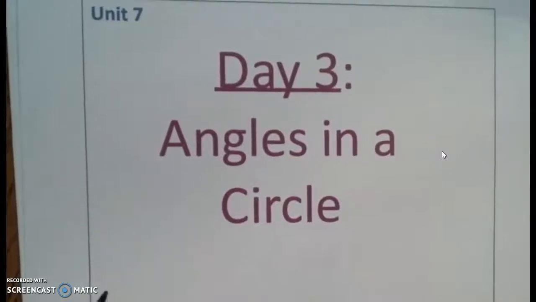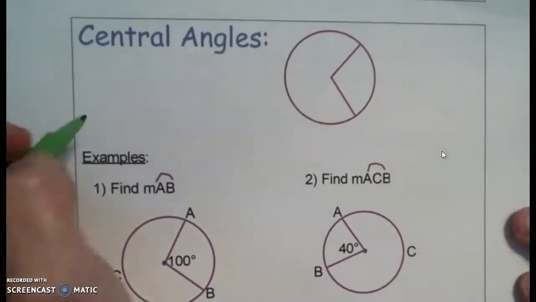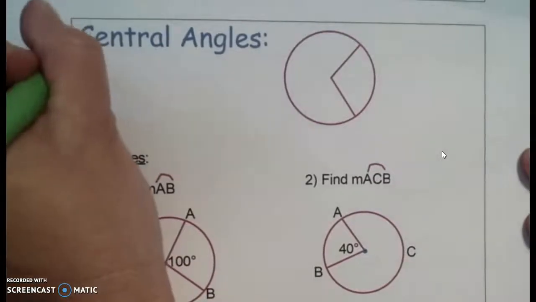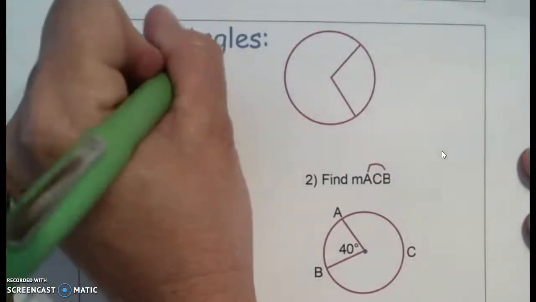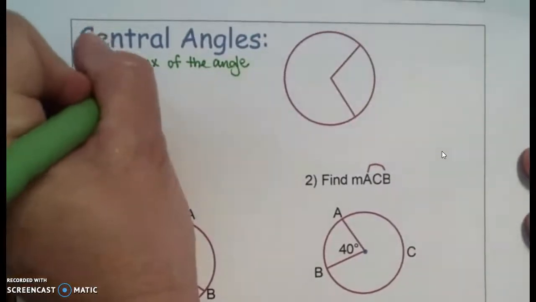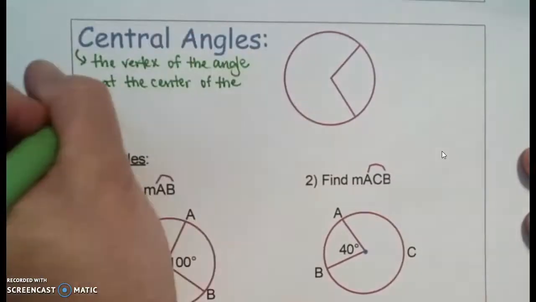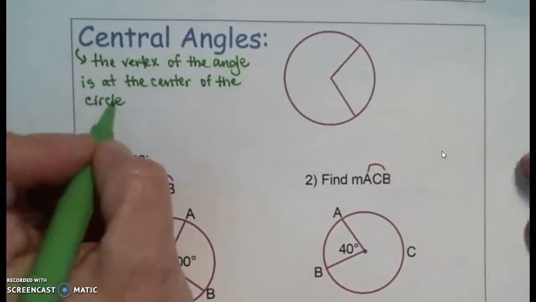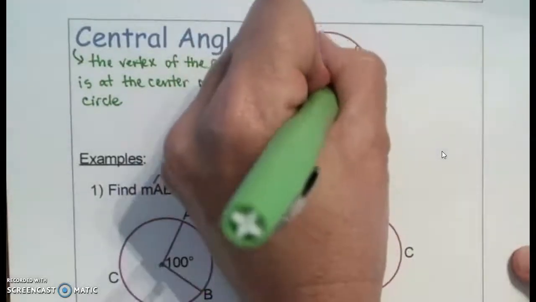Okay guys, today we're going to do day 3 or lesson 3, and it's angles in a circle. And we will start off our lesson talking about central angles. So a central angle is an angle in which the vertex of the angle is at the center of the circle. So if you look here at our angle, the vertex of that angle is at the center of the circle.